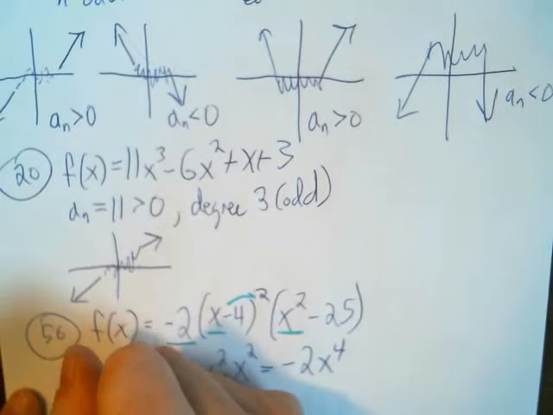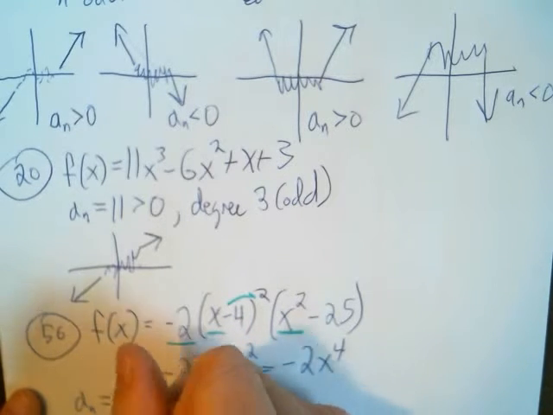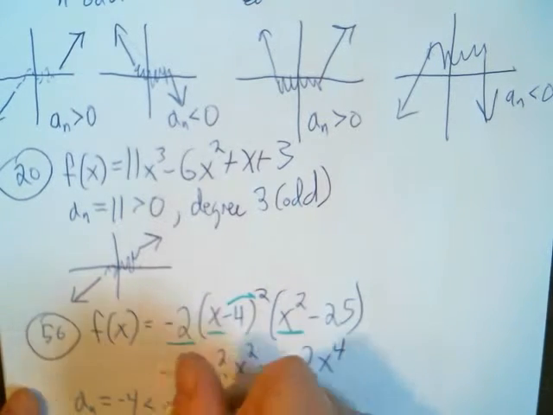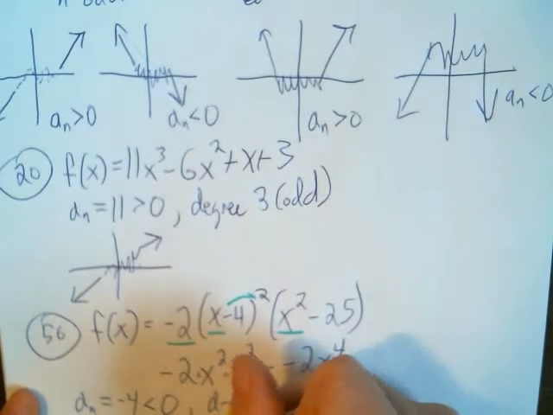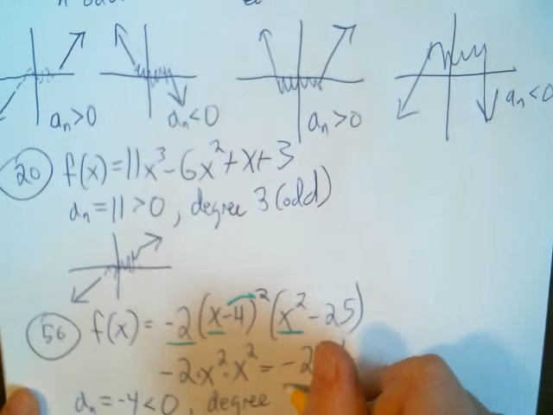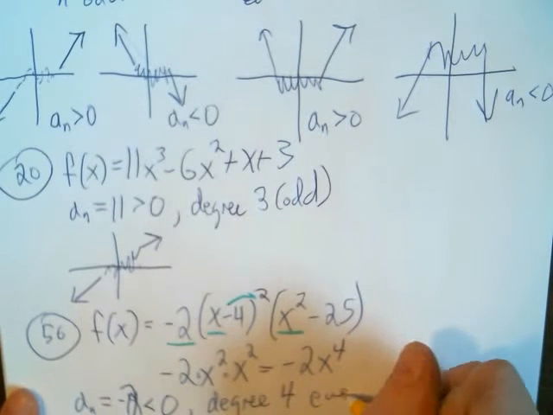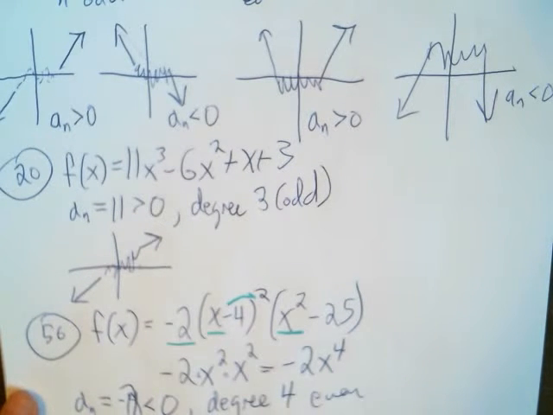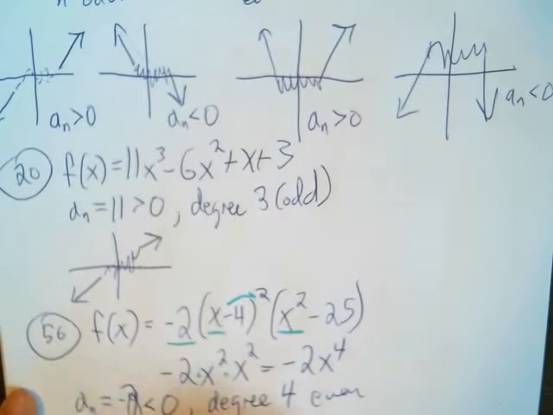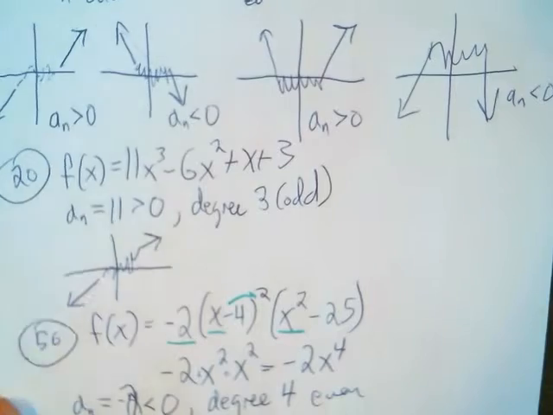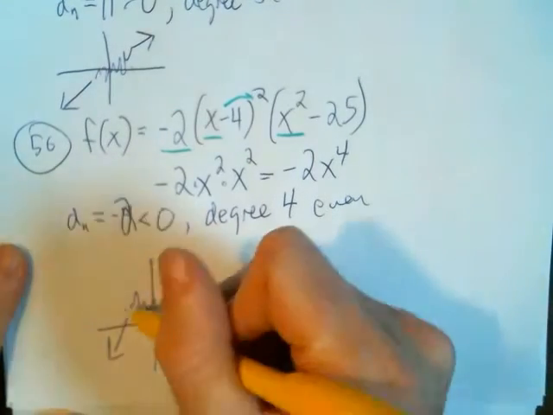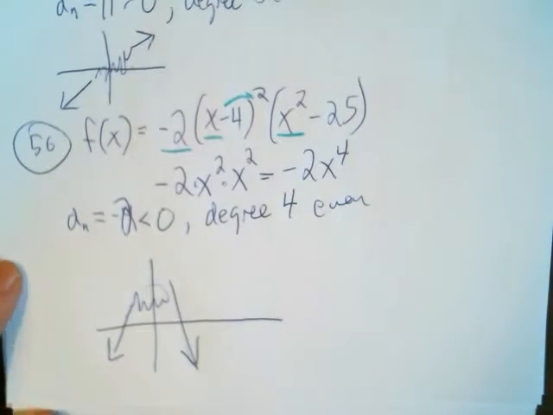So your leading coefficient a sub n is -2, which is of course less than 0. The degree is 4, which is even. Okay, so you're going to have sort of the sad face behavior, whatever it does in the middle. But on the ends, it'll have kind of the parabola sad face.